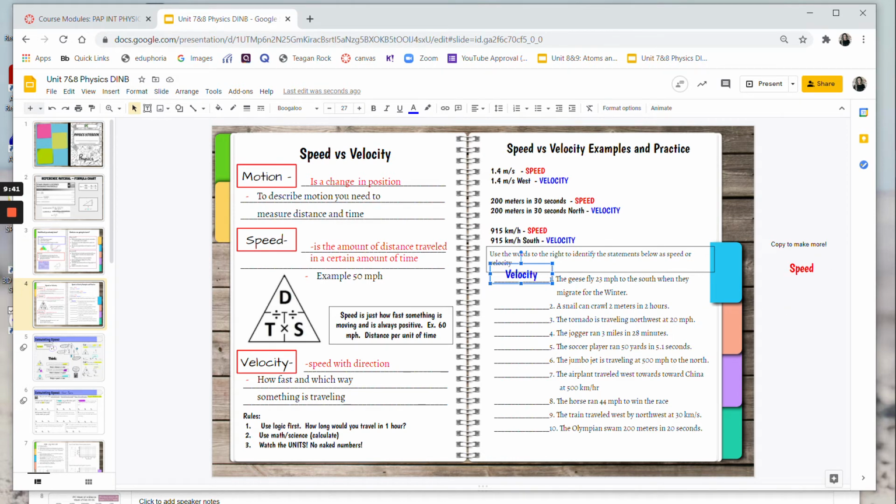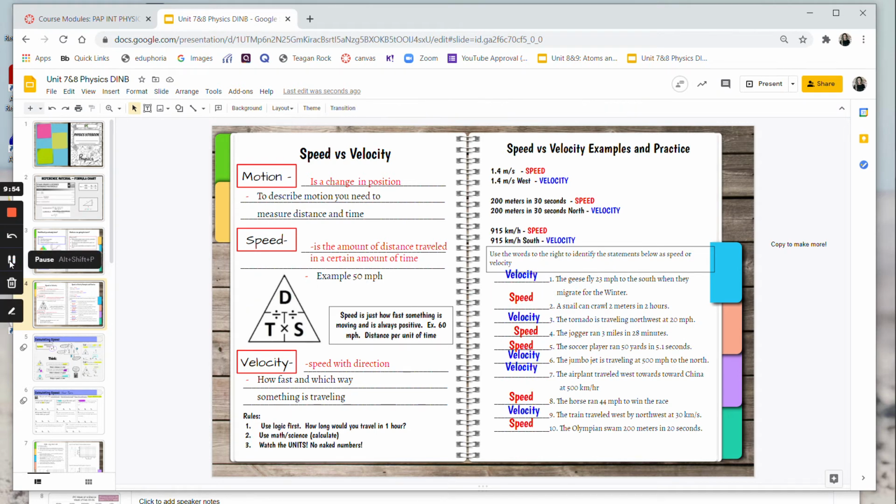So that is my speed. I'm going to drag that one over there. Okay, now I need you to do the rest. And by doing that, you just need to copy and paste these to the ones that are speed, and copy and paste the velocity ones to the ones that are velocity.